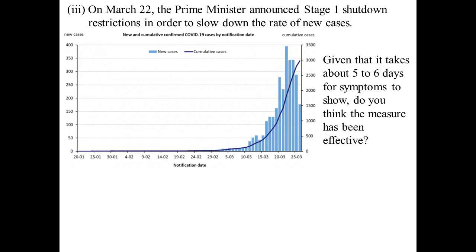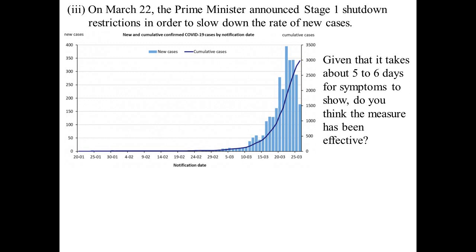Here's a relevant one. On March the 22nd, this is from a couple of years ago, the Prime Minister announced stage 1 shutdown restrictions in order to slow down the rate of new cases. There's the graph that 2 years ago we were all obsessed about. Now we don't give a damn about it, but there it is. But that was the graph going through 2 years ago, starting in January, going through to the 25th of March. Now, at the time, you remember they said it took about 5 to 6 days for symptoms to show up. So do you think the measure of the stage 1 shutdown has been effective?